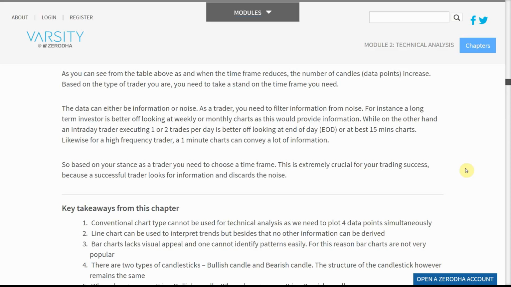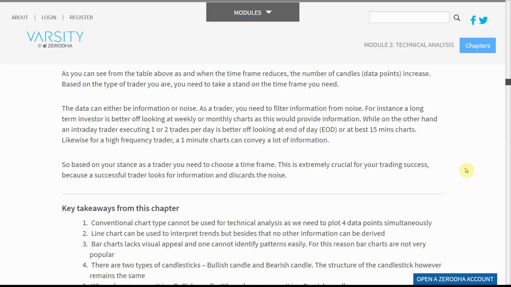As a trader, you need to filter information from noise. For instance, a long-term investor is better off looking at weekly or monthly charts, as this would provide information. On the other hand, an intraday trader executing 1 or 2 trades per day is better off looking at end-of-day (EOD) or at best 15-minute charts. Likewise, for a high-frequency trader, 1-minute charts can convey a lot of information. So based on your stance as a trader, you need to choose a time frame. This is extremely crucial for your trading success, because a successful trader looks for information and discards the noise.